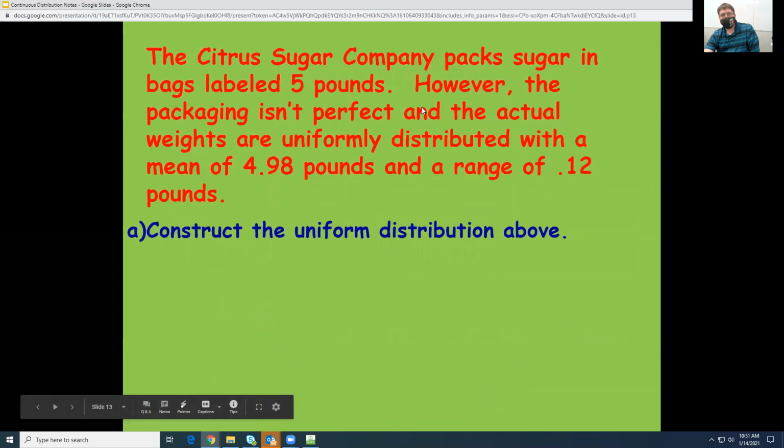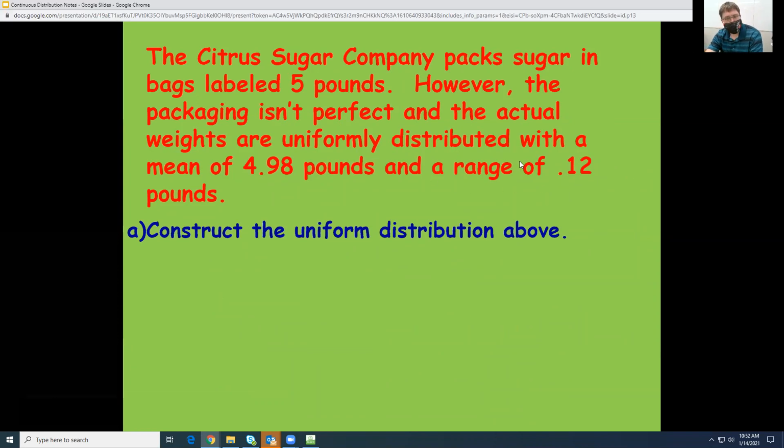All right, so the Citrus Sugar Company packs sugar in bags labeled 5 pounds. However, the packaging isn't perfect and the actual weights are uniformly distributed with a mean of 4.98 pounds and a range of 0.12 pounds. So I know where the middle number is on this distribution, and I know how far apart A and B are. So I'm going to use that information in a second to construct my diagram, because I know a starting point. I start in the middle, and I just have to make sure the total distance between the ends is 0.12.